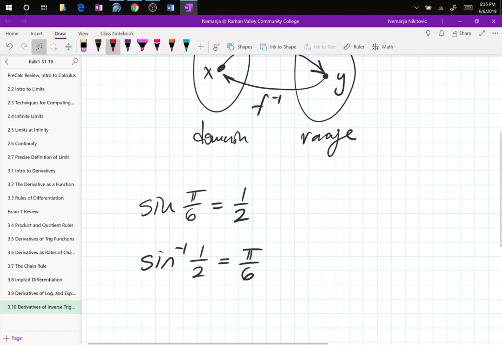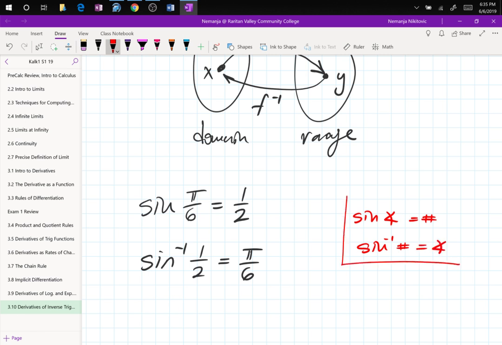So technically, sine of an angle is a number. Inverse sine of a number gives you an angle. Something to keep in mind.